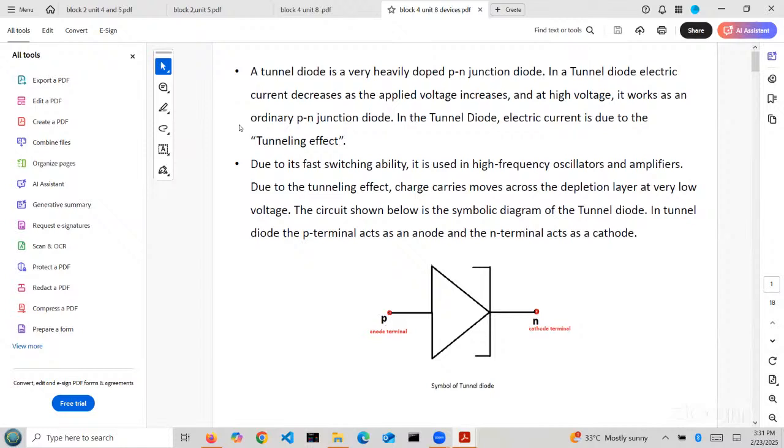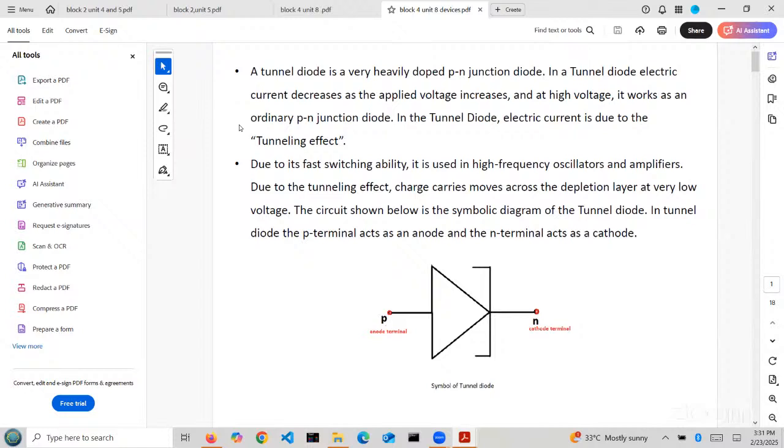In page number 84, regarding tunnel diode, we have two questions. The first question is to explain the operation, working and VI characteristics of the tunnel diode. Another question which we can expect from this tunnel diode is tunnel diode as a microwave amplifier. Only for this tunnel diode, we have two questions: VI characteristics, and microwave amplifier.